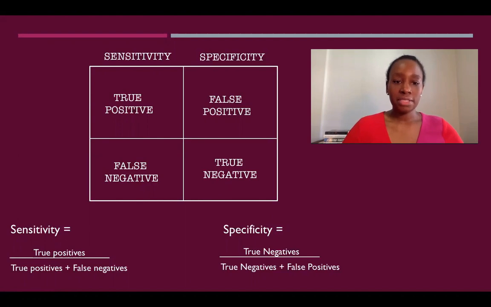The sensitivity of the test is calculated using these two boxes on your left-hand side. So these are the true positives, so those who have COVID-19 who test positive for COVID-19, and the false negatives, so those who have COVID-19 but test negative for COVID-19. So the sensitivity of the test is really looking to see how well the test identifies COVID-19 patients as having COVID-19, so that we're not missing cases.